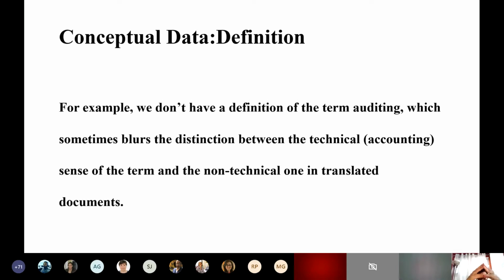For example, the term auditing, for which we don't have a definition in UNTERM. And in my opinion, this is why sometimes the difference between the general meaning of auditing as oversight, and the accounting meaning of auditing as revising the accounting books, is blurred, because we don't have a clear-cut definition. I had a discussion with Rolando before that, and Rolando says it is only the accounting sense. But I think there is a shade of difference between the two.